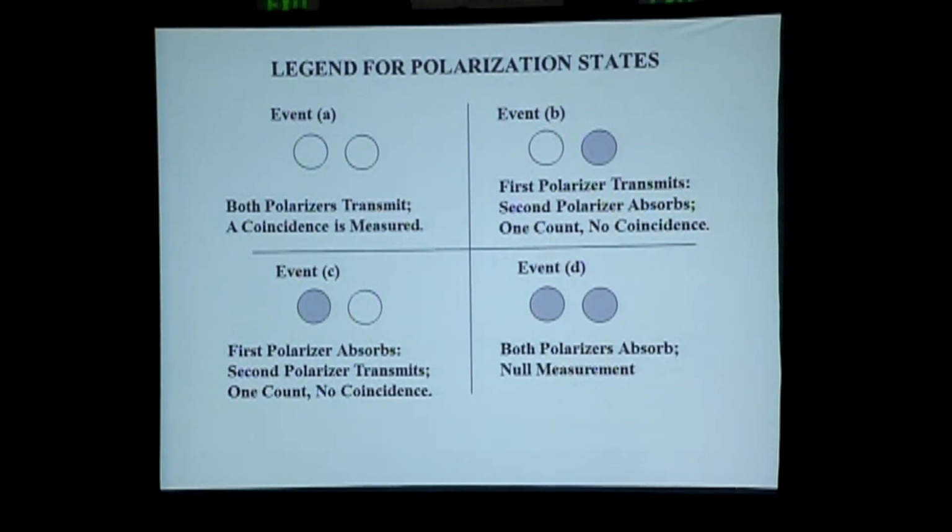These are the symbols that we will use to demonstrate the four possible outcomes of photon incidents on the polarizers. The two circles represent the front and rear polarizers. The blank or white open circle represents the transmission of a photon. The shaded circle represents the absorption of a photon. The upper left corner is a coincidence measurement in which both photons are transmitted. The lower right corner is a null measurement where both photons are absorbed. The other two are mixed measurements.